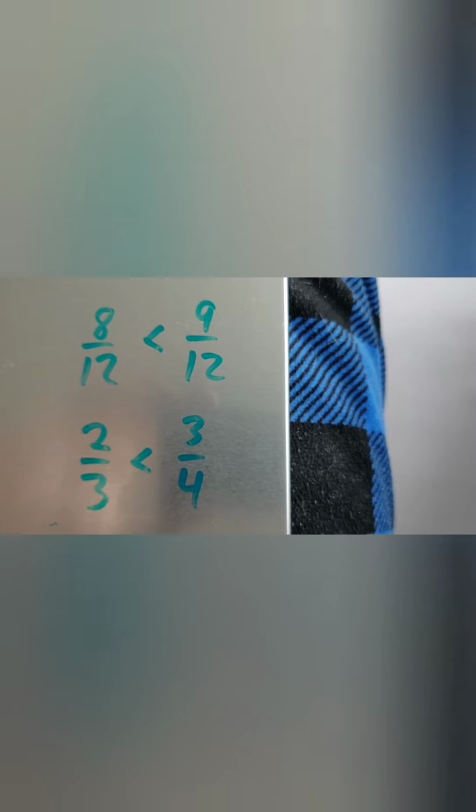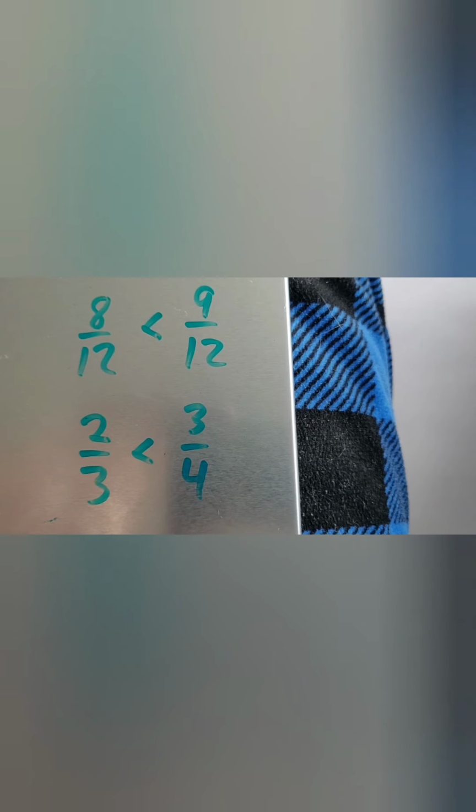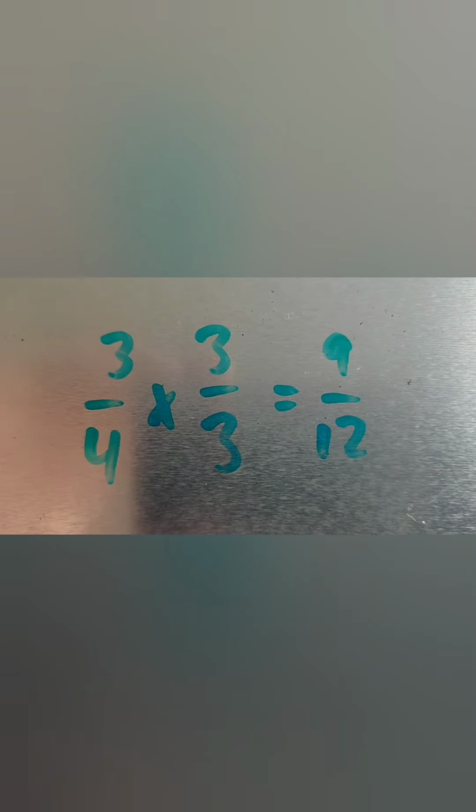If 8/12 is less than 9/12, that means that 2/3 is less than 3/4 because we figured out earlier that 8/12 was equivalent to 2/3, and that 9/12 was equivalent to 3/4. So that means if 8/12 is less than 9/12, then, since they're equivalent fractions, 2/3 is less than 3/4.